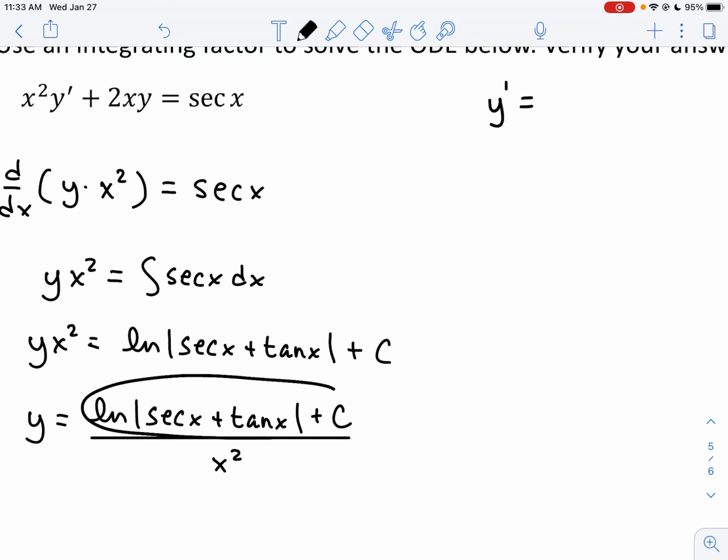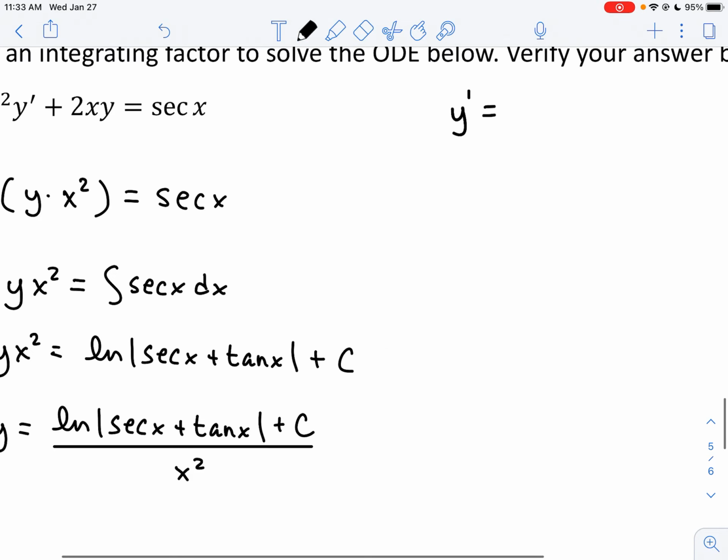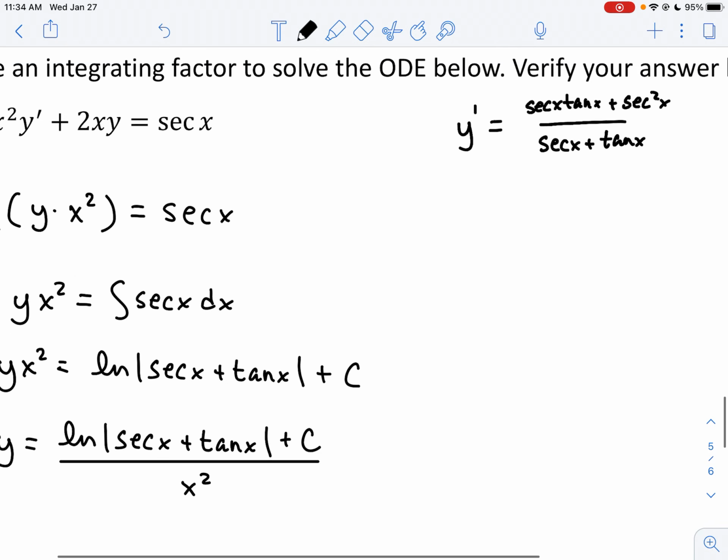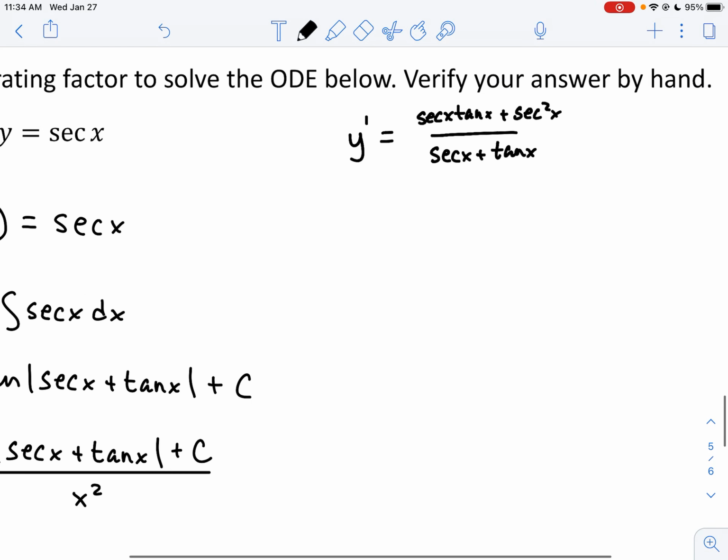So when I'm differentiating the top as part of my quotient rule, I need to differentiate this natural log expression. So the derivative of natural log of secant x plus tangent x is, we put the argument in the denominator, and then the derivative of the argument in the numerator. So the derivative of secant is secant tangent, and the derivative of tangent is secant squared. So there's the derivative of the natural log part. The plus c will go to 0. So there's the derivative of the entire numerator.